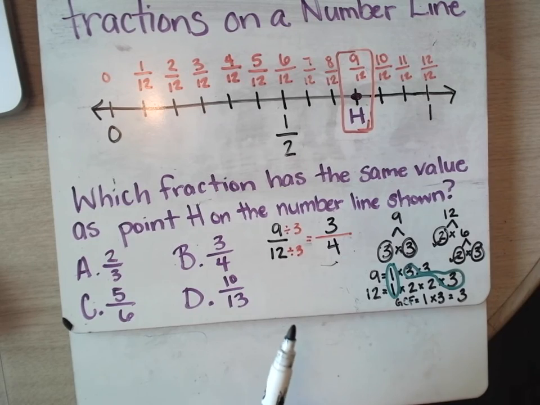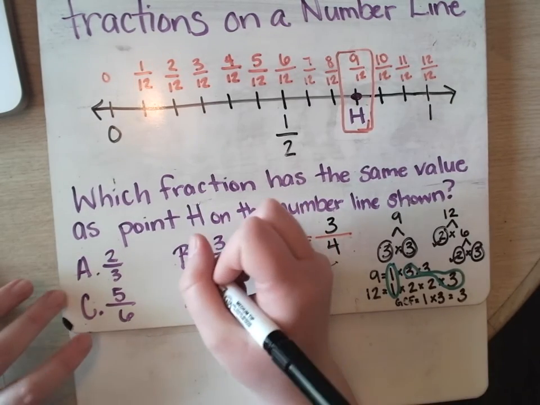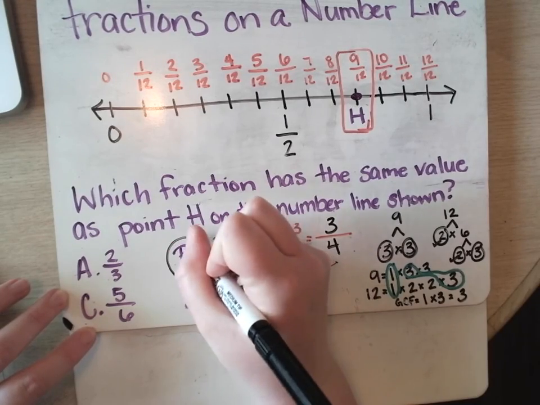So which fraction has the same value as point H on the number line shown? That would be B, 3/4.